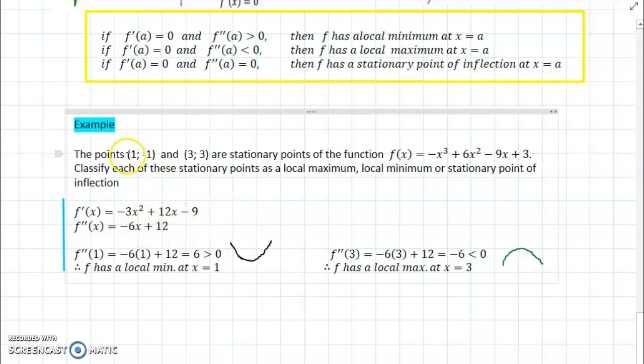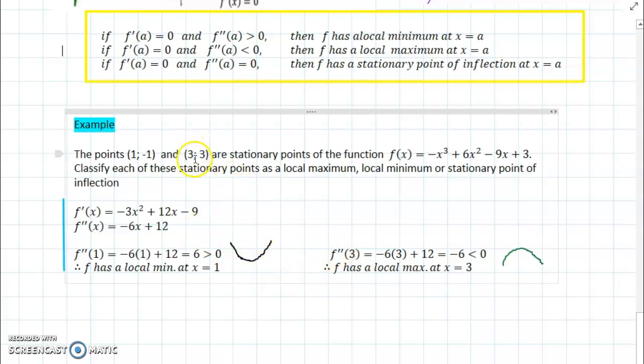So now we're examining this stationary point. x is equal to 1, because that's where the stationary point is. They said that in the information. So f double dash 1 is equal to, substituting 1 into the second derivative, minus 6 times 1 plus 12, which equals 6. It's positive, so it's happy. And therefore we can say it has a local minimum at x equal to 1.